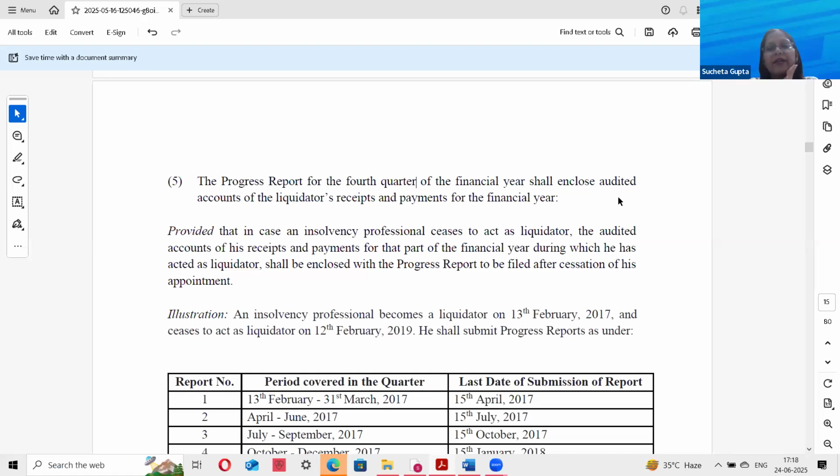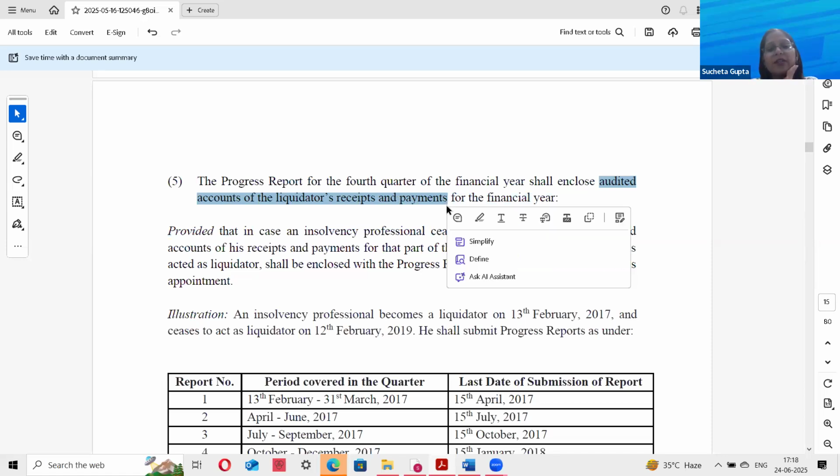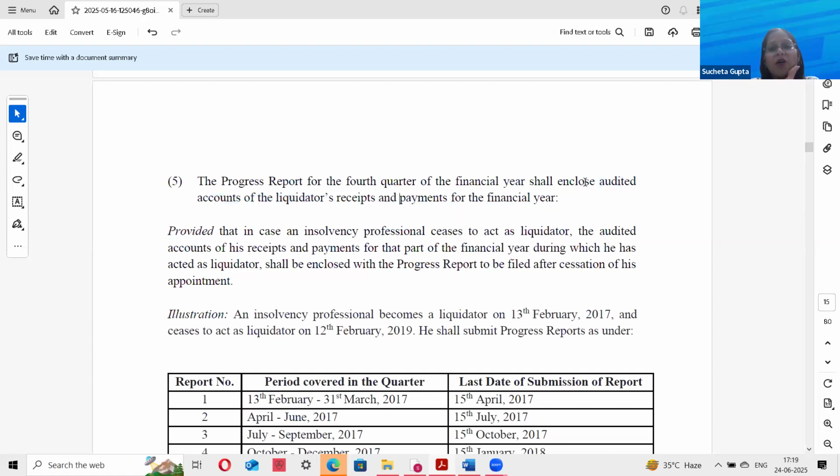Sir, here they said audited accounts of the liquidator's receipts and payments. Here they have not said that financial statements or an auditor's report is required. They have said audited accounts of the liquidator's receipts and payments, that is, whatever amount the liquidator has received during the liquidation period and whatever amount he has paid during the liquidation period. Only this account is required to be audited.